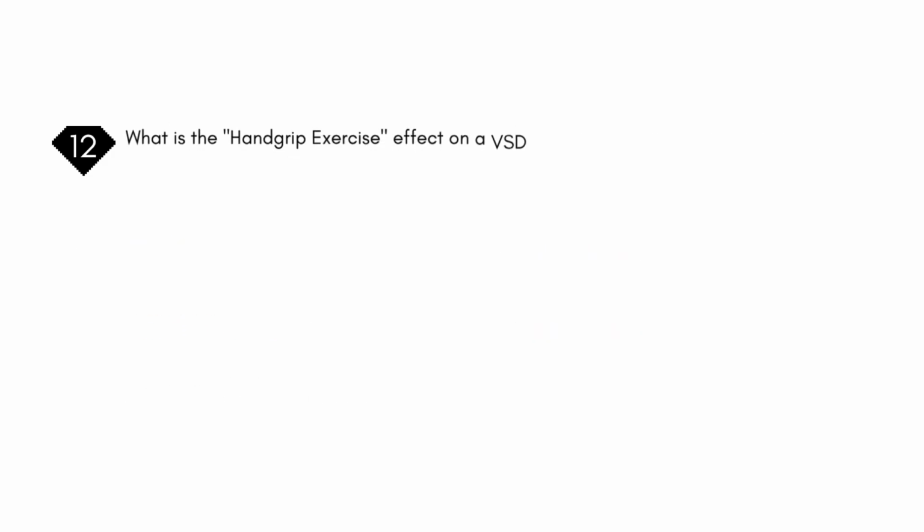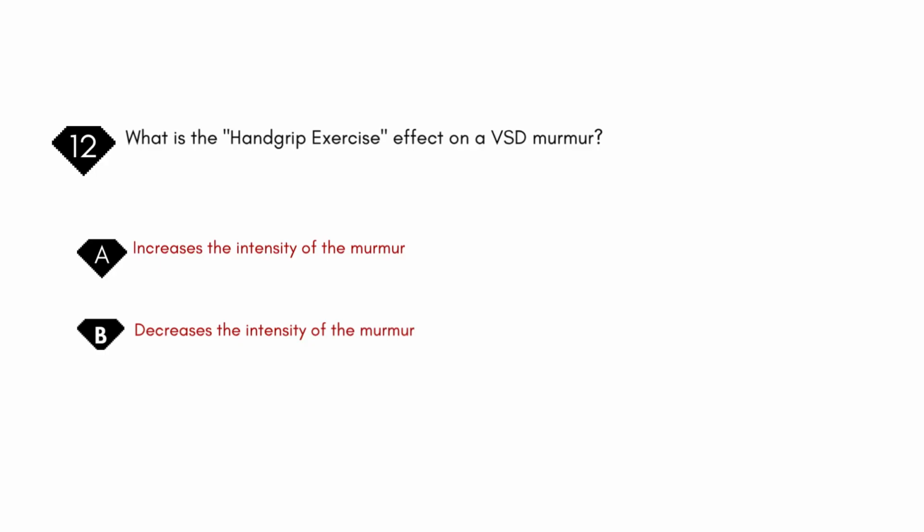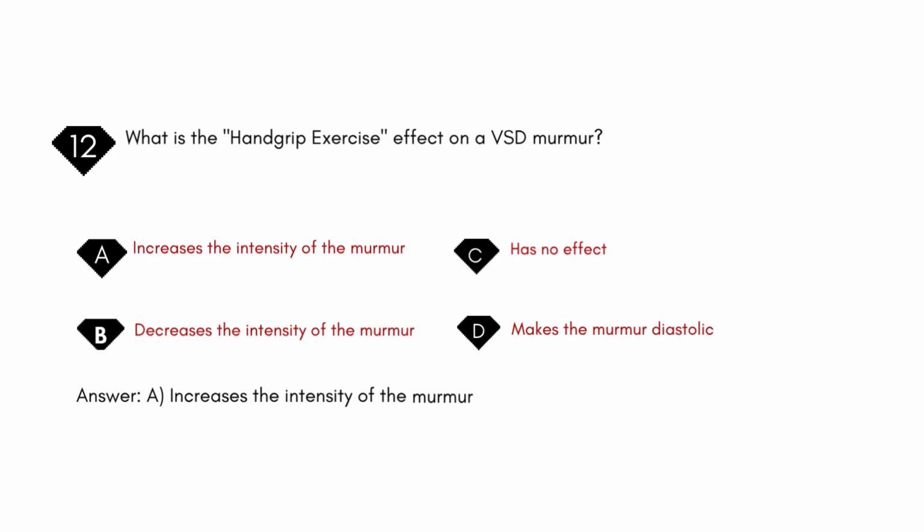What is the hand grip exercise effect on a VSD murmur? A. Increases the intensity of the murmur. B. Decreases the intensity of the murmur. C. Has no effect. D. Makes the murmur diastolic. Answer: A. Increases the intensity of the murmur.